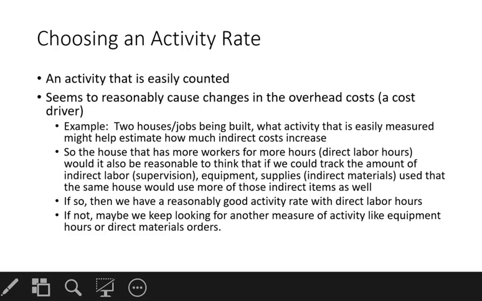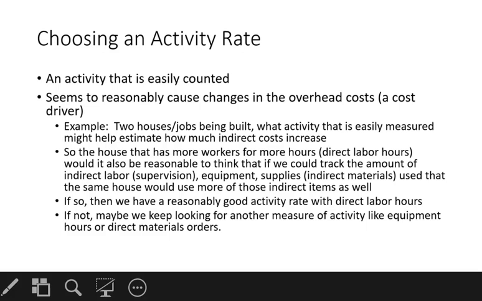Okay? So, an example. You got 2 houses being built. They're 2 different jobs. Okay? They're 50 feet apart. What activity is easily measured might help estimate how much indirects, okay, might help us estimate how much one of the houses uses in terms of these indirect costs versus the other. Because let's say they're different floor plans, they're different customers, and so they're different, and so we need to know what is going to be logical in assigning the overhead to these jobs.